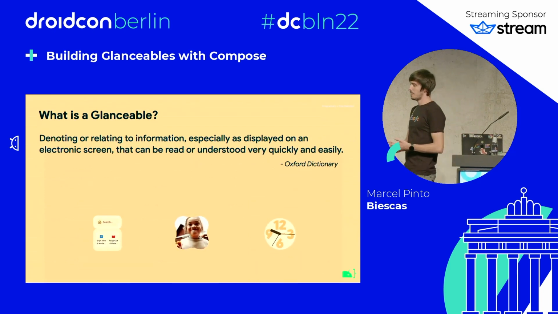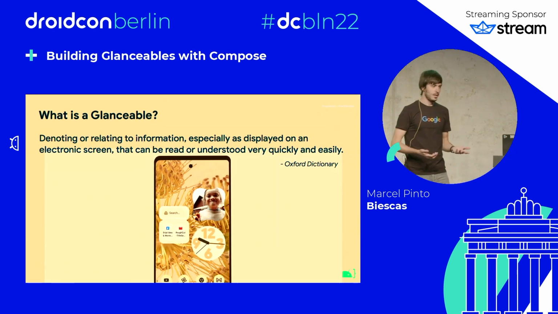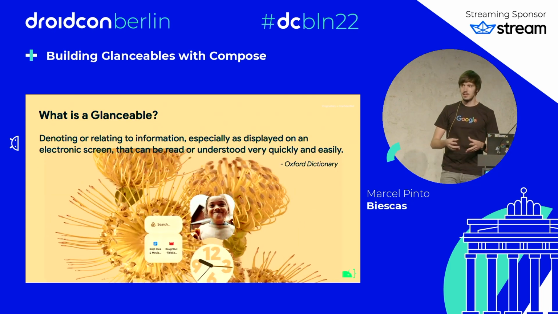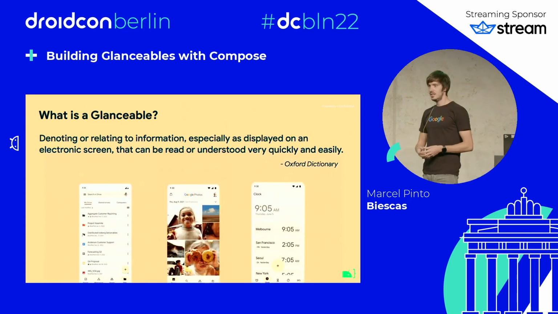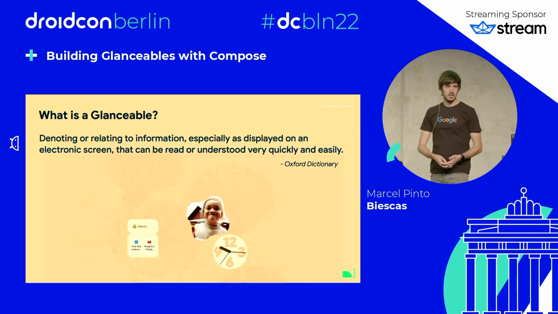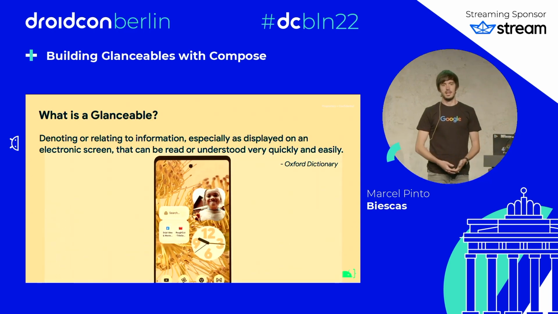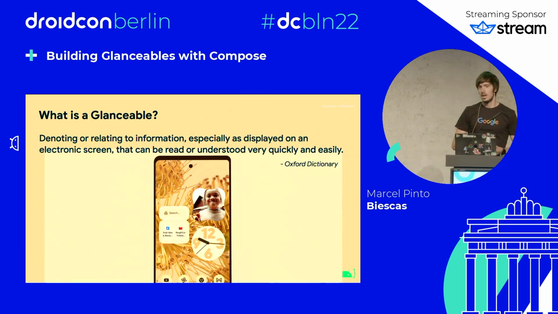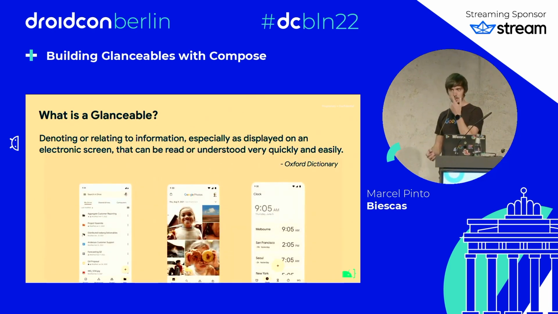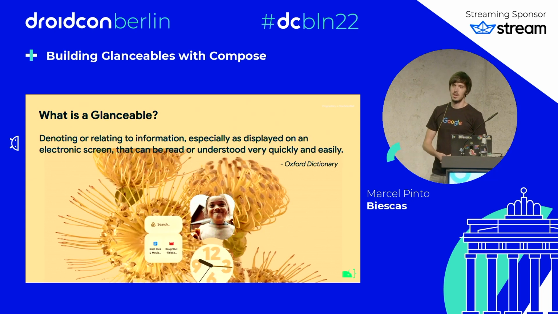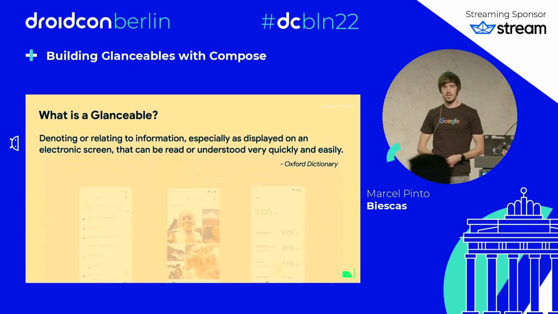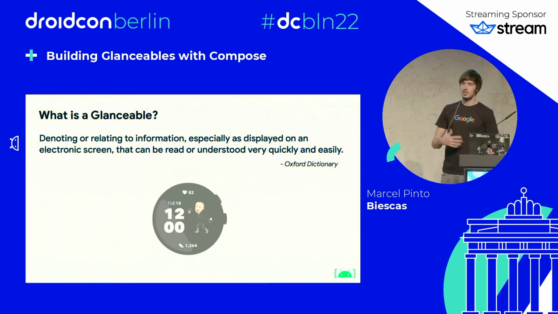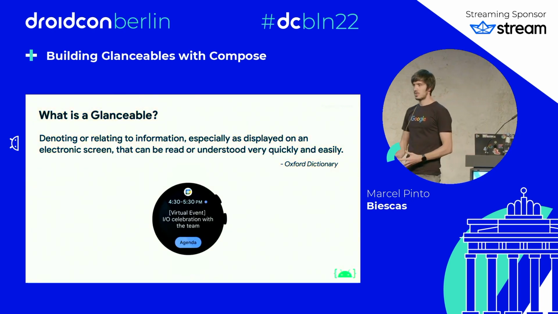So first, let's talk about what is a Glanceable, right? According to the dictionary, it's some piece of information that can be displayed on an electronic screen, and it's easy and quickly readable. For example, the first thing that might come to mind are actually app widgets. Those are placed on the user home screen and display some sort of information of your application or enable some sort of quick actions. Those can be expanded then as well into other surfaces, for example, for the assistant or even on Android Auto.